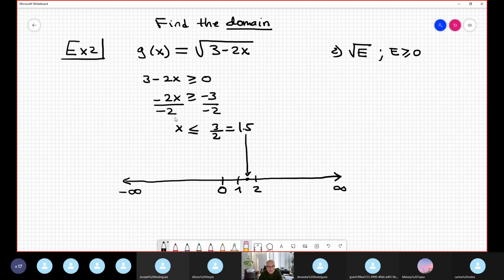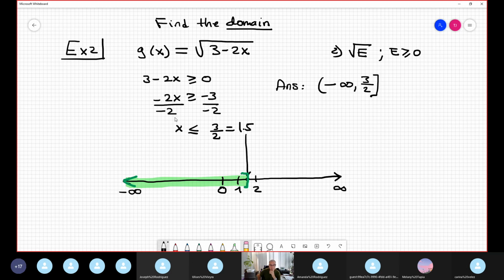Then it is less than, to the left, no? To the left like that. Less than or equal, so include 1.5. What is the symbolic way to indicate that? Bracket. Okay, what's the answer? Well, the answer is parenthesis, negative infinity, comma, 1.5 or 3/2, either way, fraction or decimal equivalent, bracket. End of story.